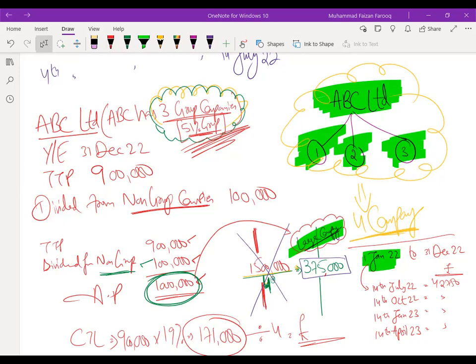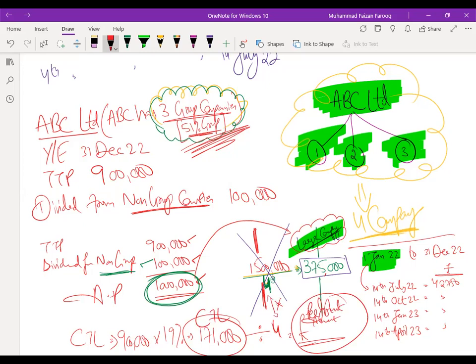Okay, but what is the 375,000 which we divided by 4 for 4 companies? No, this is the TTP, no? That's the TTP. 900,000 was the TTP and 19% is the corporation tax percentage. So this 171,000 is the corporation tax liability. You can say it is a coincidence that this is also 4. This 4 is to get the per installment amount. This 4 is not the same as that 4. They are not the same. Okay.